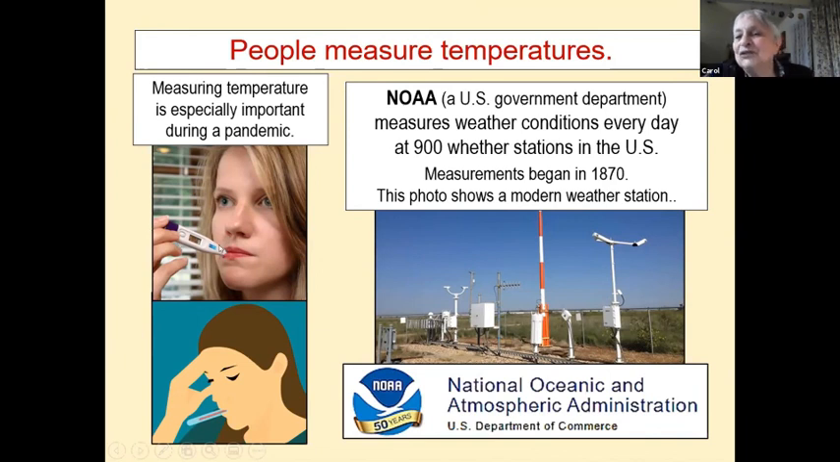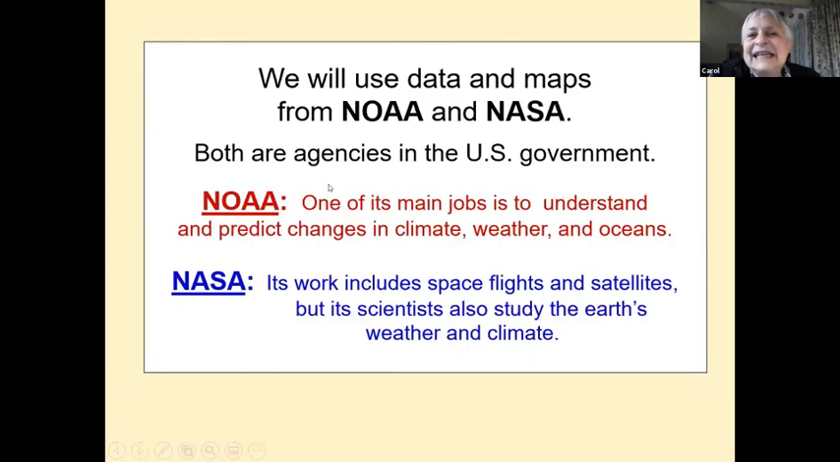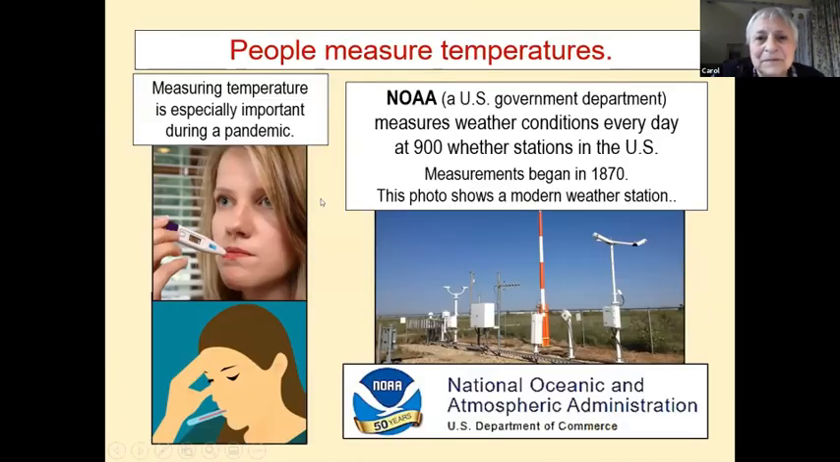This way of measuring temperature for a person isn't a very big instrument. What I wanted to lead into is that the US government has been measuring temperatures since 1870. This is important. How would we know if things are getting warmer? We have to have measurements.